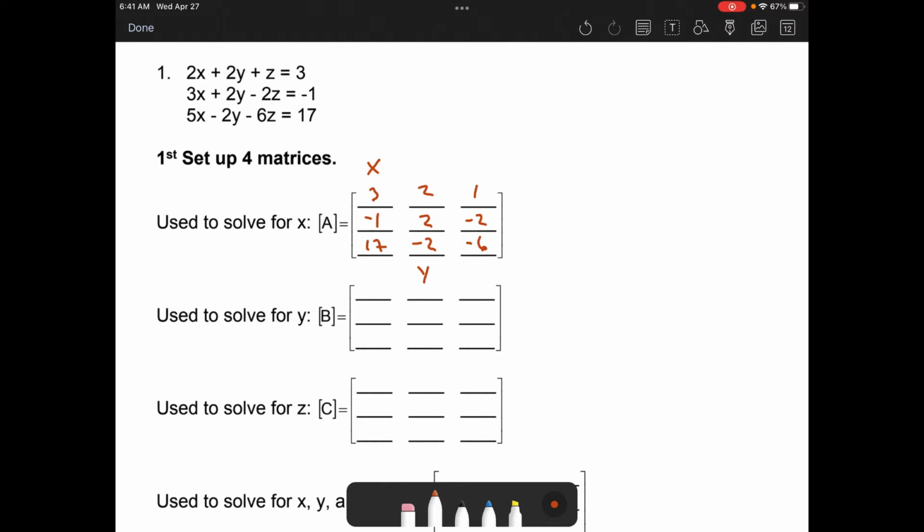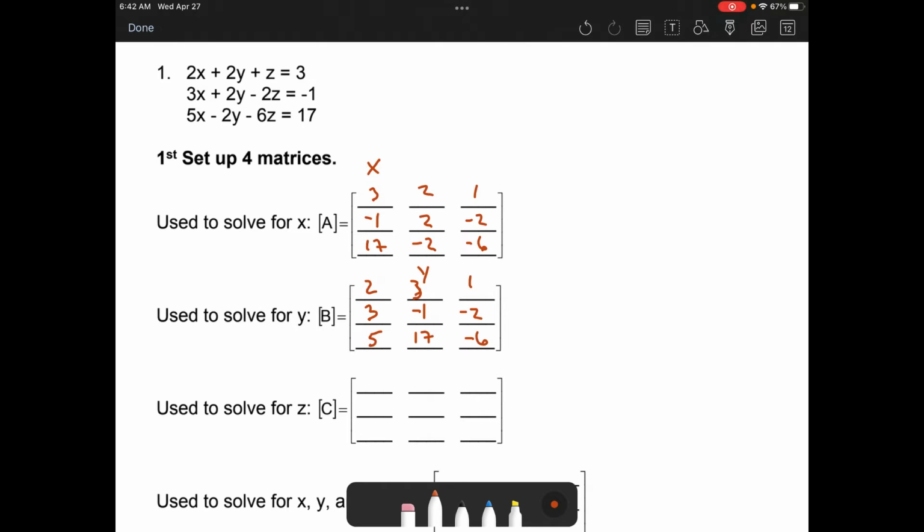Matrix B is going to be used to solve for y. I'm going to take my constants and put them in place of y: 3, -1, and 17. Then the x coefficients remain the same as what we're given, 2, 3, and 5. Then my z coefficients remain the same, 1, -2, -6.